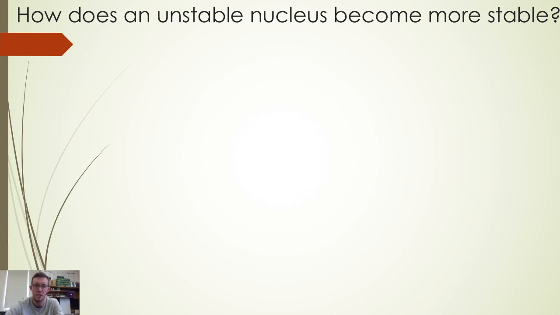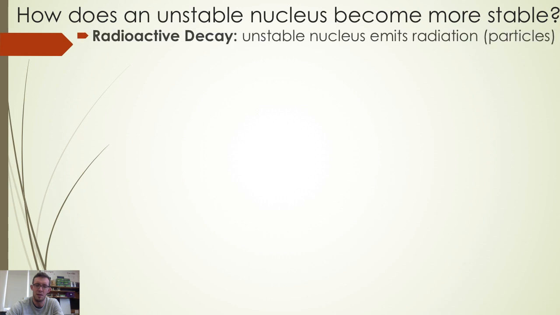We've learned that the valence shells around atoms can become more stable by gaining or losing electrons. Well, it turns out that the nuclei of atoms can become more stable through a process called radioactive decay, in which they emit particles called radiation. Now, there's three main types of radiation.